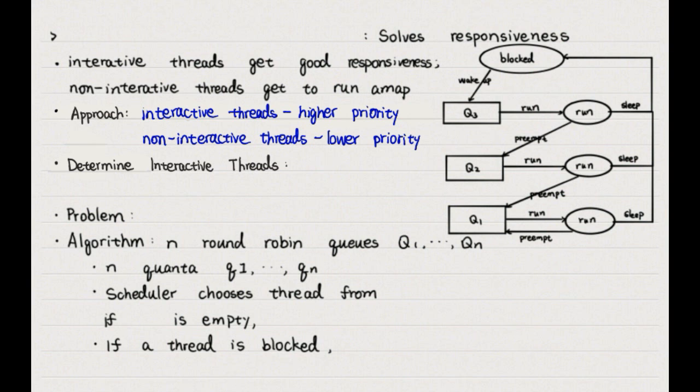So how do we determine which threads are interactive and which aren't? What is the characteristic of interactive threads? Let's look back at the interactive console example. The console is frequently blocked to wait for keyboard input response from the user for prompts, so interactive threads are frequently blocked.